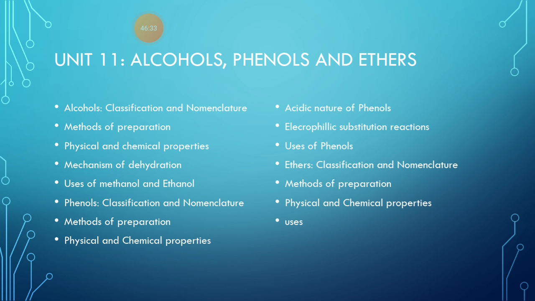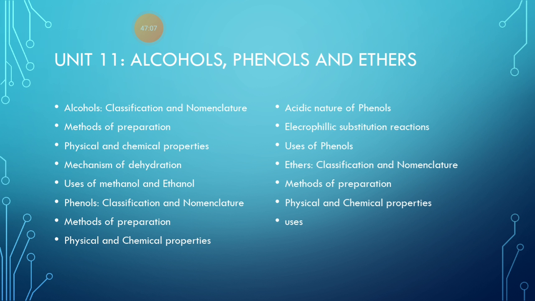Then the next chapter is alcohols, phenols and ethers. In this particular topic, in this part of organic chemistry, for each functional group we have to learn certain common points. That is, we are going to learn about the classification, the nomenclature, the method of preparation, physical and chemical properties, and the mechanism of some reactions. These are some common points in all these topics.